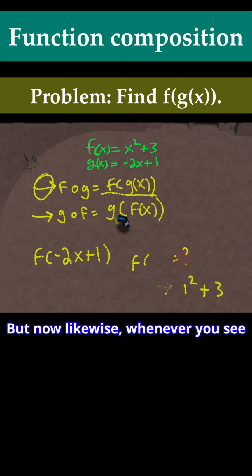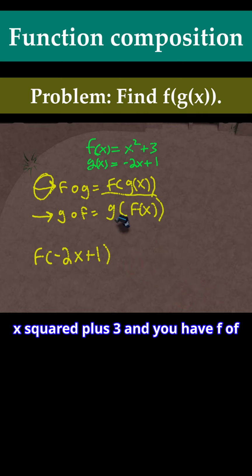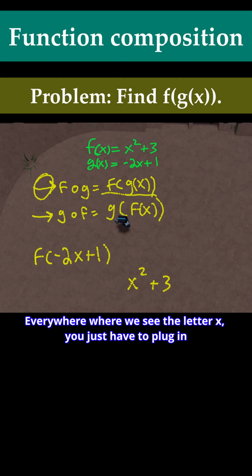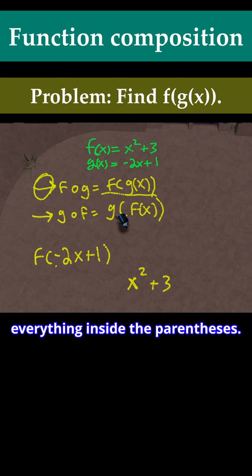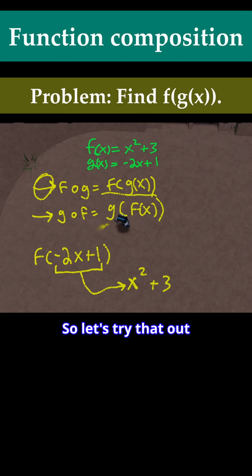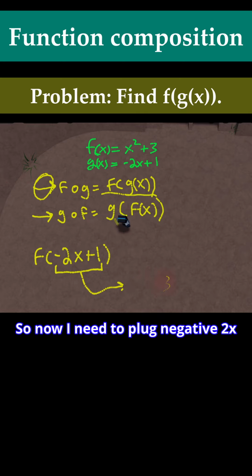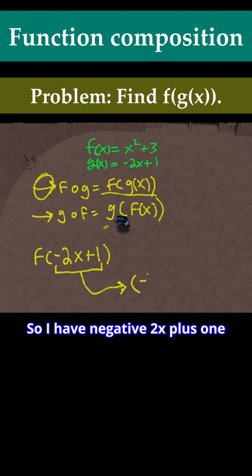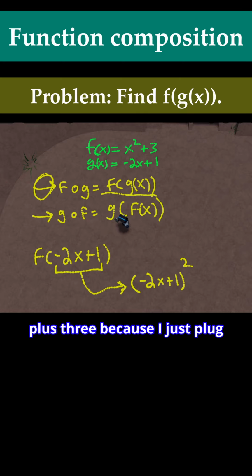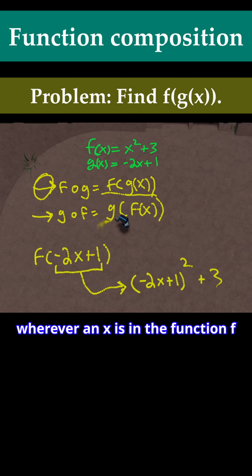But now likewise, whenever you see x squared plus 3 and you have f of negative 2x plus 1, everywhere you see the letter x, you just have to plug in everything inside the parentheses. So this whole thing goes inside the letter x. So let's try that out. Now I need to plug negative 2x plus 1 wherever I see an x. So I have negative 2x plus 1 squared plus 3, because I just plug in negative 2x plus 1 wherever an x is in the function f.